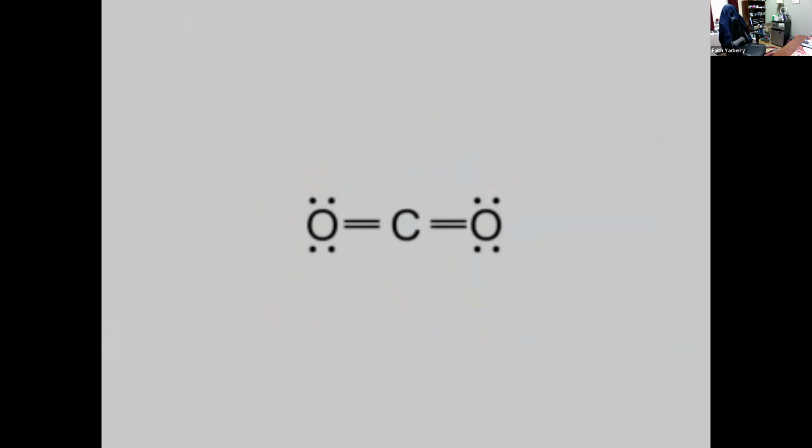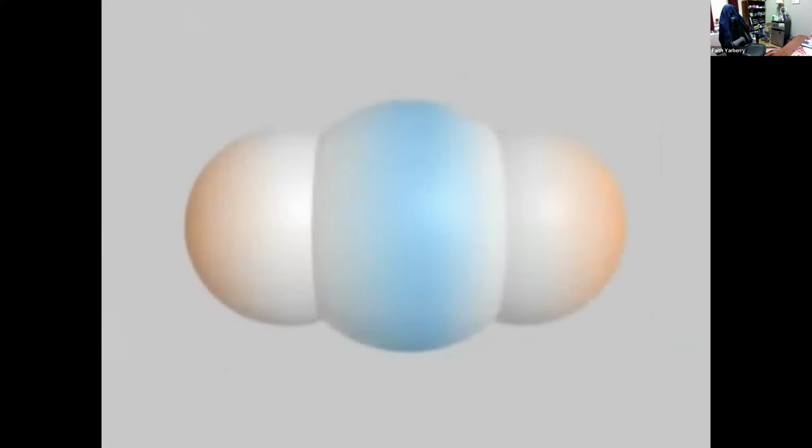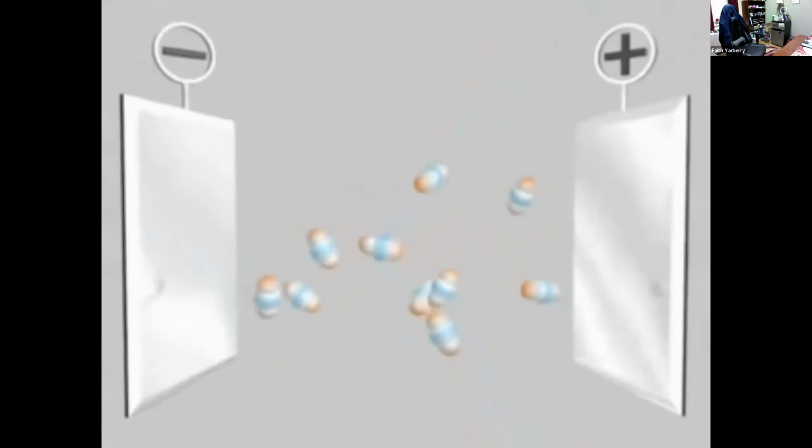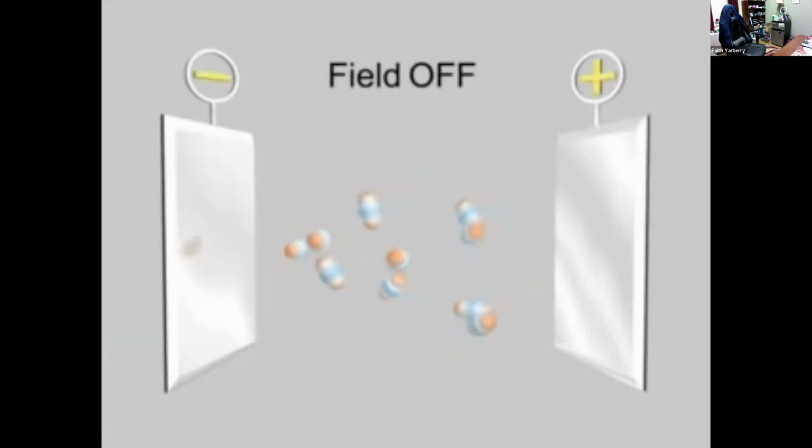If a molecule has more than two atoms, its shape can affect the polarity in a crucial way. For example, in carbon dioxide, since oxygen is more electronegative than carbon, each bond is highly polar. But the linear molecular shape makes the bond polarities cancel each other. So the CO2 molecule is nonpolar. Notice that the orientation of the molecules is random, whether the field is off or on.